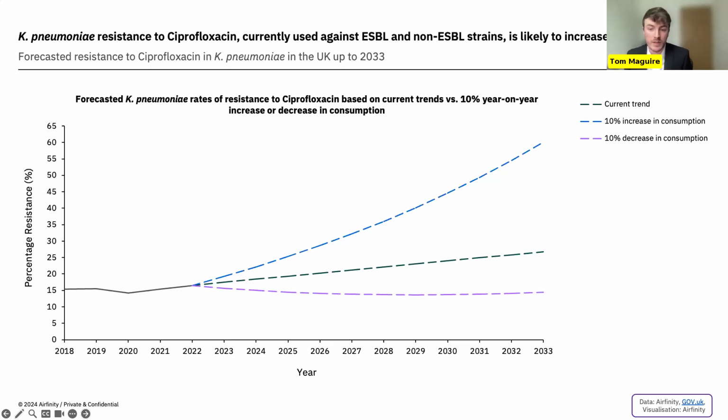So as a key example, ciprofloxacin is on the WHO essential medicines list and is one of the most prescribed broad-spectrum antibiotics according to the CDC. So it's imperative that resistance to this remains low. In the current scenario, you still see a steady increase in resistance, but when you increase consumption even by as little as 10%, you do see quite significant changes year on year. So even approaching up to 60% in Klebsiella pneumoniae by 2033, with quite a significant change in a decreased consumption scenario, highlighting how much this consumption is driving resistance in some of these key bacteria.